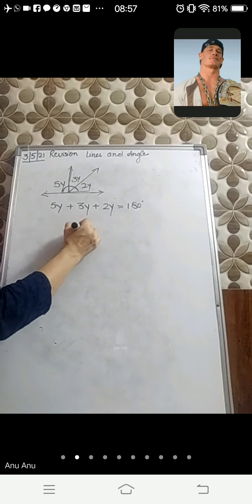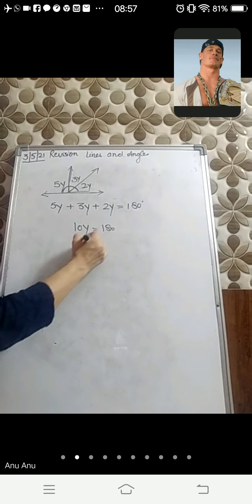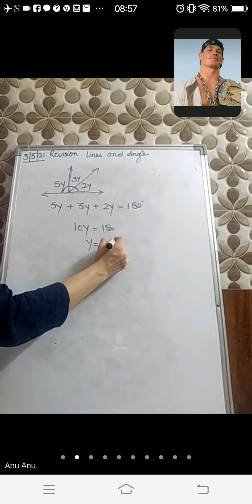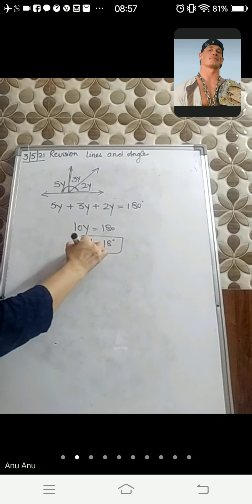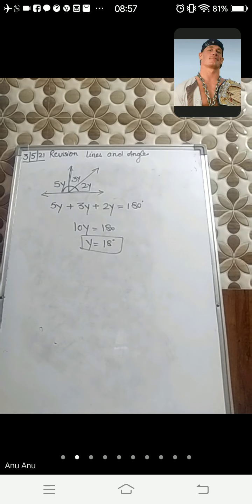So find the sum, that is 10y is equal to 180. Value of y is 18. So that is how we find the value of y. Solve this next question.